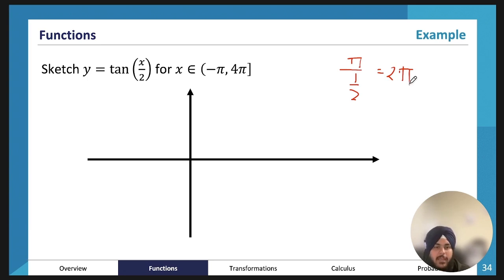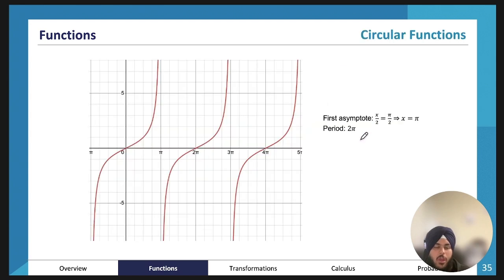Once you've found the period, the next step is to determine the gap. The gap will just be the period, 2 pi, over 4. And this will help me determine where my data values are going to be on the graph.